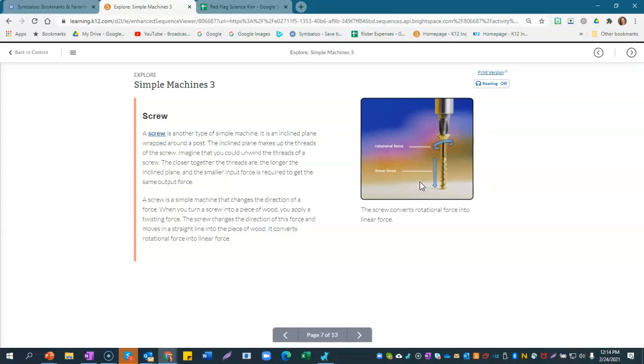When you turn a screw into a piece of wood, you apply a twisting force. The screw changes the direction of this force and moves in a straight line into the piece of wood. So it's converting rotational force to linear force. And you may want to put that in your notes.